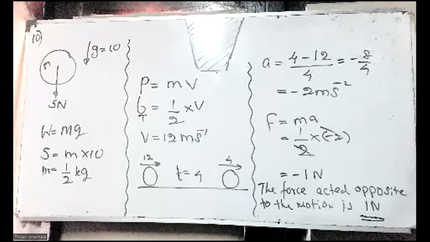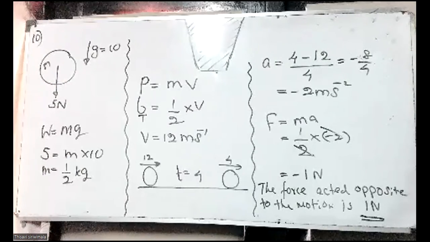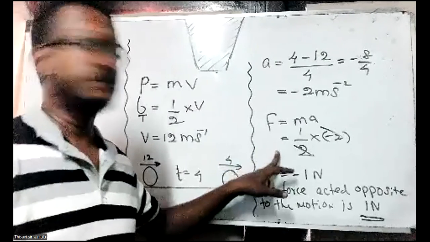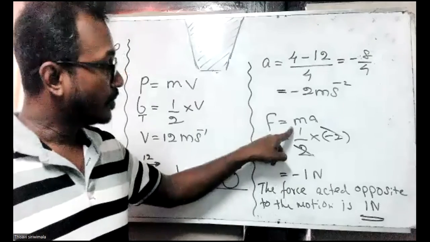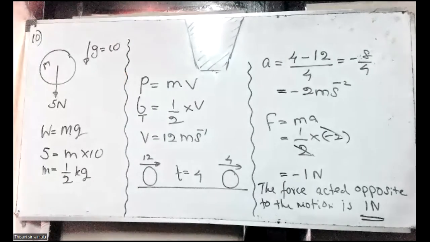Again, I'll explain. In this question, they have hidden the data. Directly, you can't apply F equals ma. When you try to apply F equals ma, you will see that you don't know the mass and the acceleration. So the data is there in order to find it.